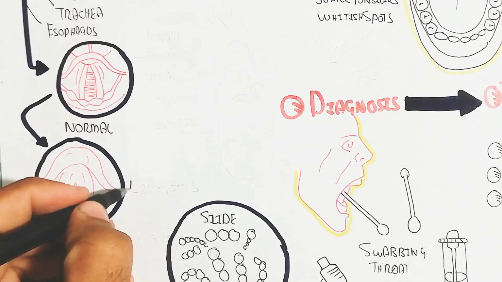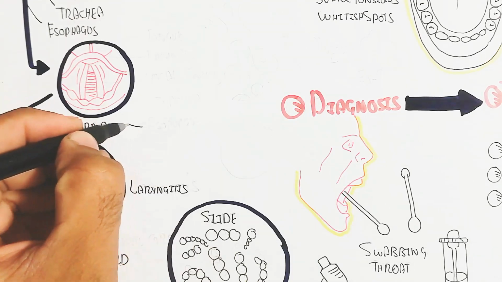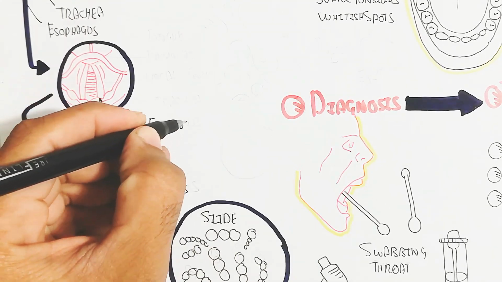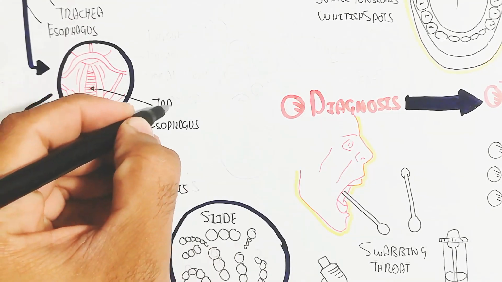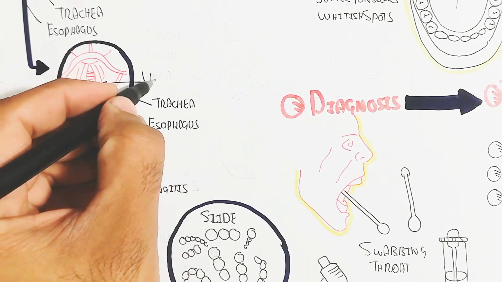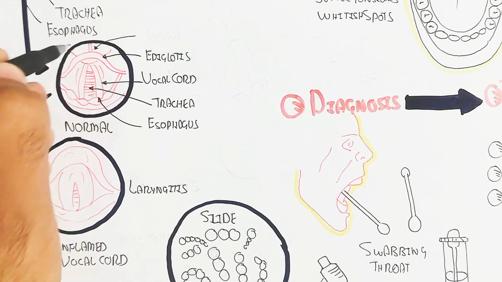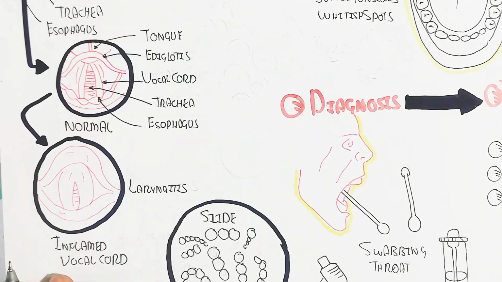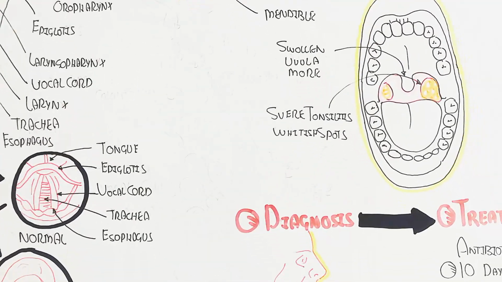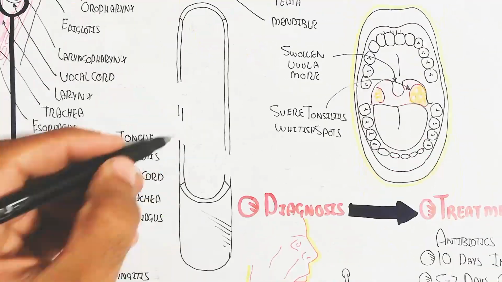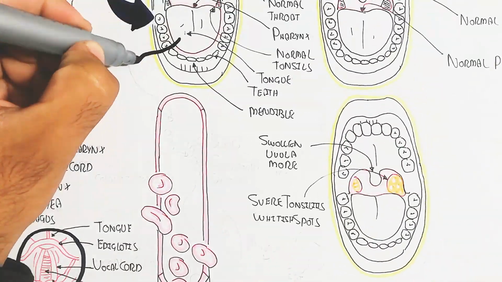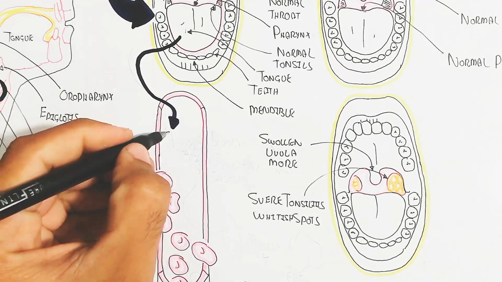So laryngitis is possible due to swelling of the tongue a little bit, the epiglottis, the vocal cord, as well as the trachea and esophagus sometimes. But we are just understanding laryngitis. So the larynx can be affected by the Streptococcus.